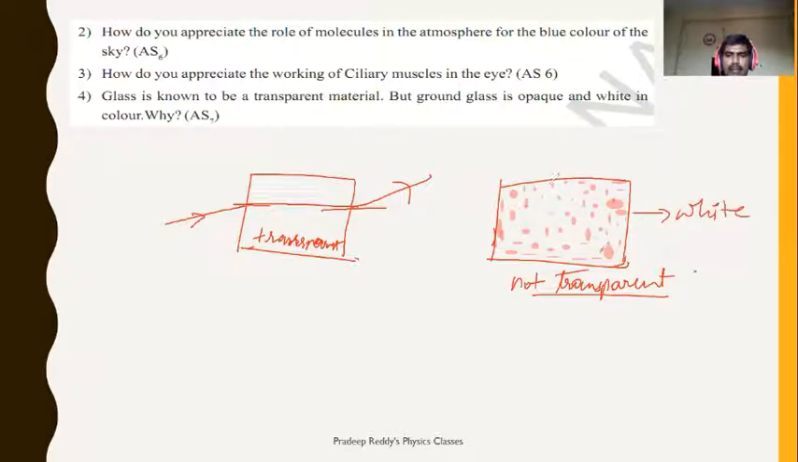So you are making the glass surface rough, and when light enters into this medium, it does not come out and it undergoes multiple reflections within it. So therefore it appears white for you. Therefore ground glass is opaque, whereas transparent glass will be allowing light rays to pass through.